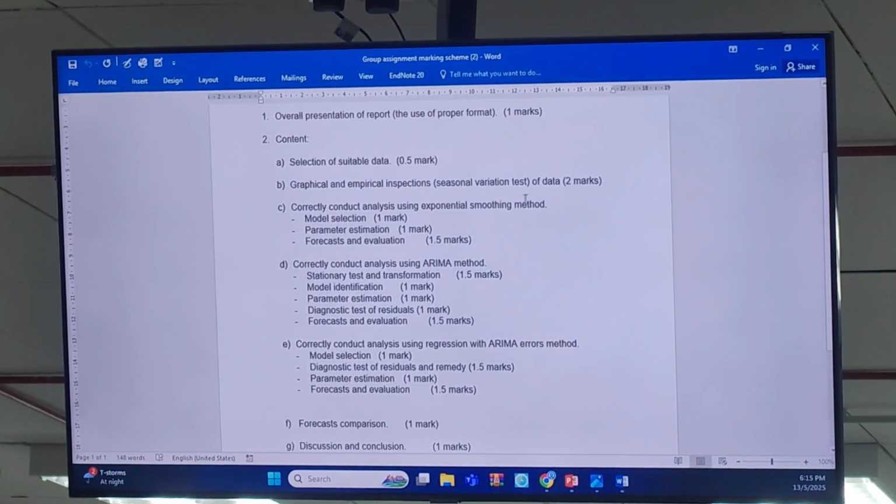First, the exponential smoothing method: you just use ETS, not the conventional one. And then ARIMA, which includes seasonal ARIMA as well. So normally we just call it ARIMA, but it also covers seasonal ARIMA. And then the last one is regression with ARIMA errors.